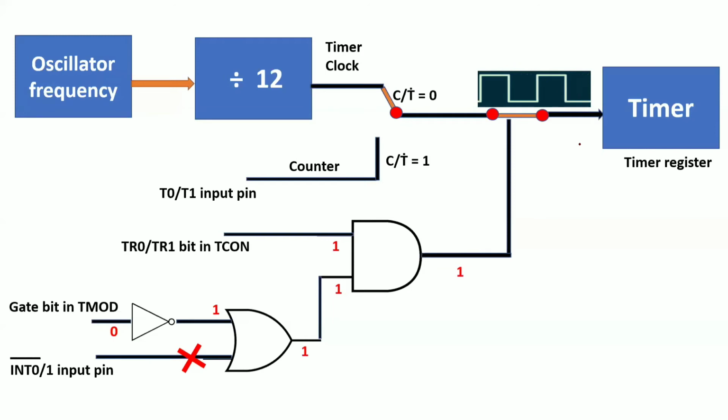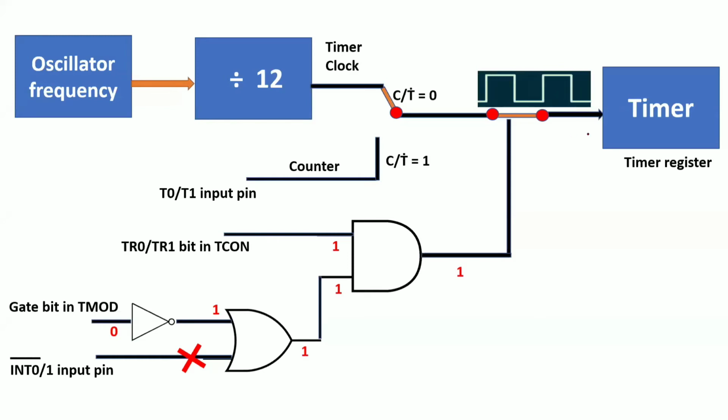Now, have you understood how these bits, the gate bit and the timer run control bits, affect the actual internal working of your timers? We have studied these bits in the registers TMOD and TCON, but now you have seen practically how it works in this diagram, right?